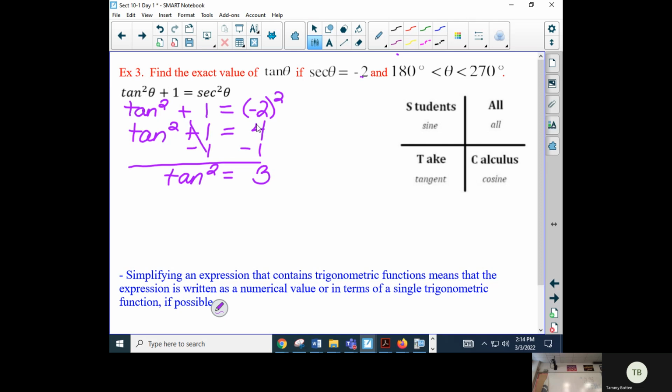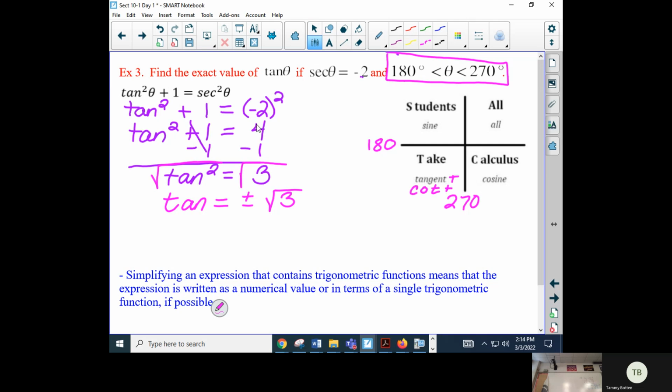And then what would I do? Square root. So when I take the square root here, I get tangent equals plus or minus. Can I reduce square root of 3 at all? So it's just root 3. And then we look at what quadrant are we in. If it's 180 to 270, isn't it this one, right? 180 is here, 270 is here. Isn't tangent and cotangent going to be positive there? Yeah. And this is tangent, so wouldn't it be root 3? Everybody okay with that? Yeah.